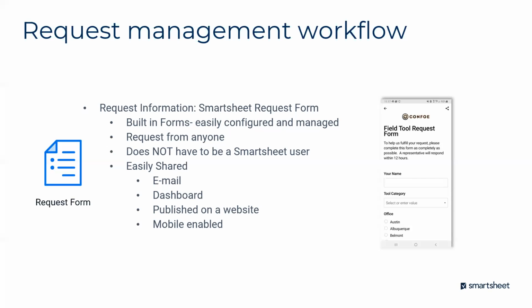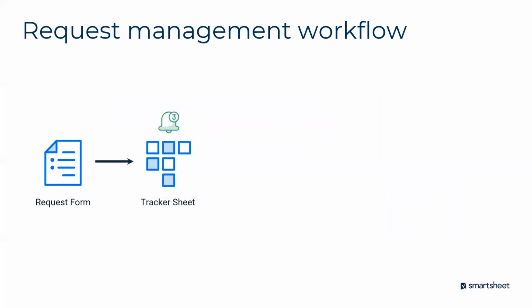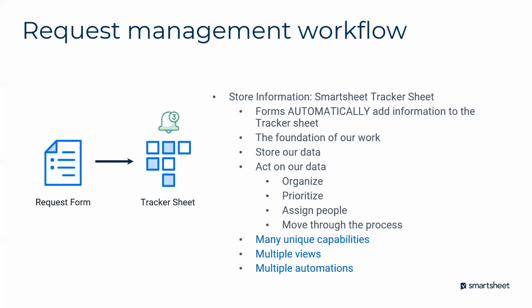So that's the beginning. That's getting that information in with the request form. Then we've got to collect that, put it in one place, and take some action on it. That is our tracker sheet. Again, Smartsheet stores that information in a tracker sheet, which is a Smartsheet. Important to know is that the forms automatically bring the information into the tracker sheet. You don't have to do manual entry or double entry. It comes in automatically.